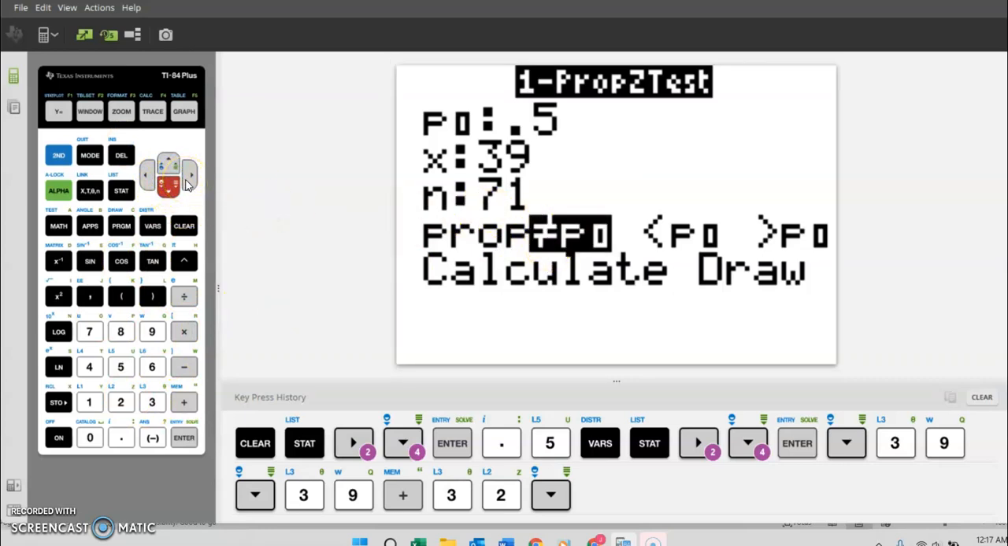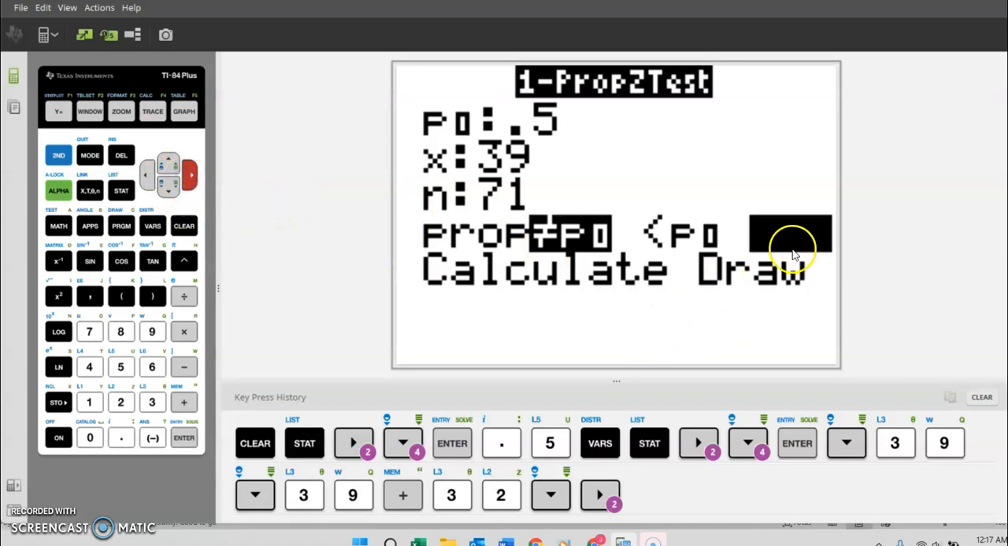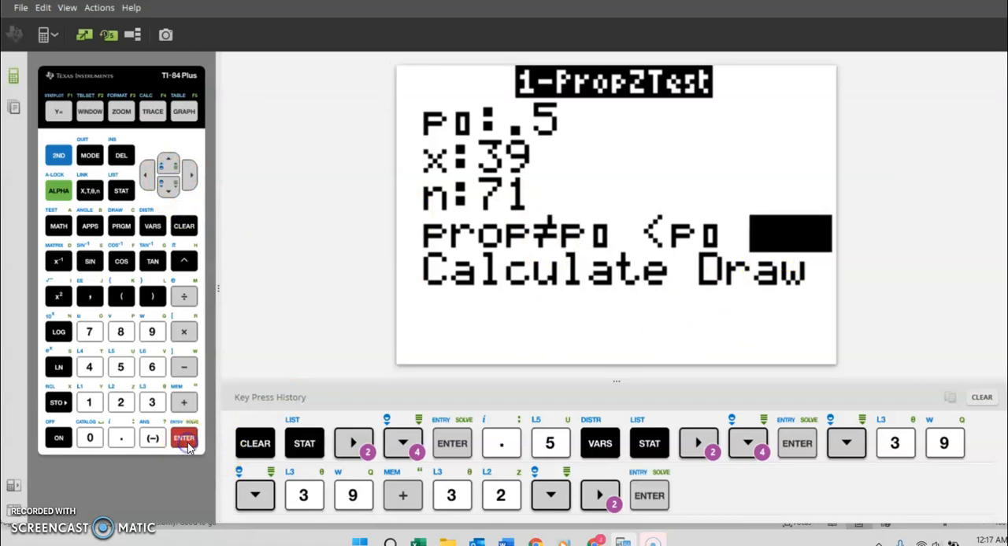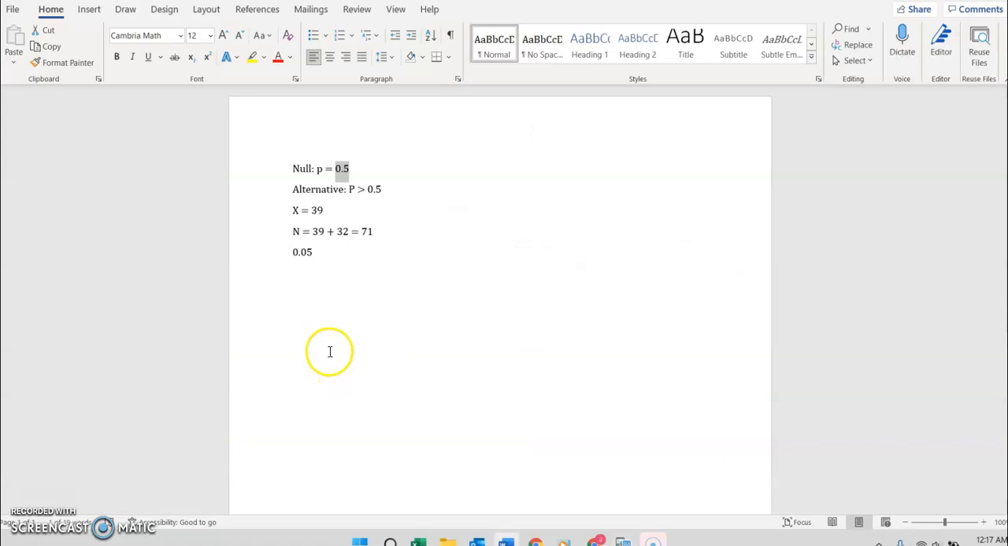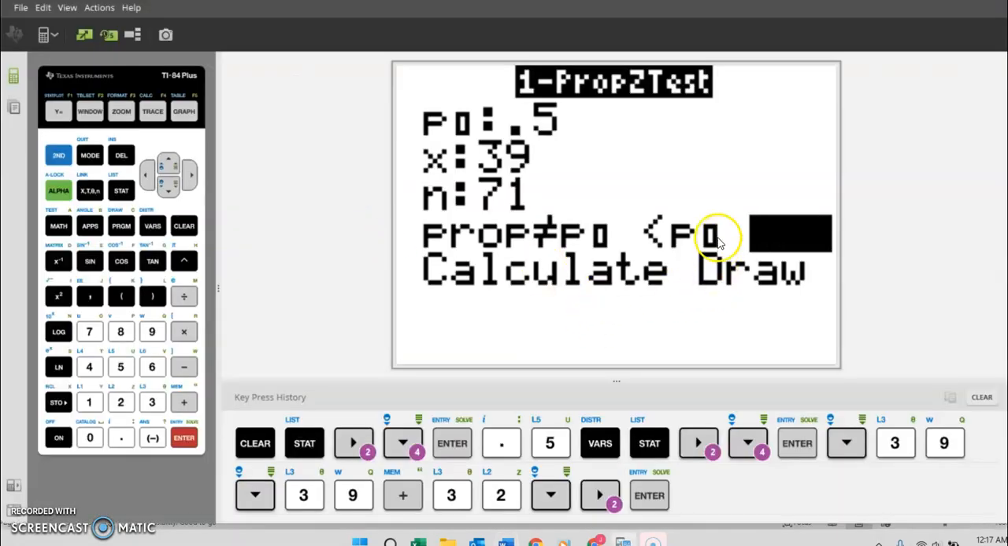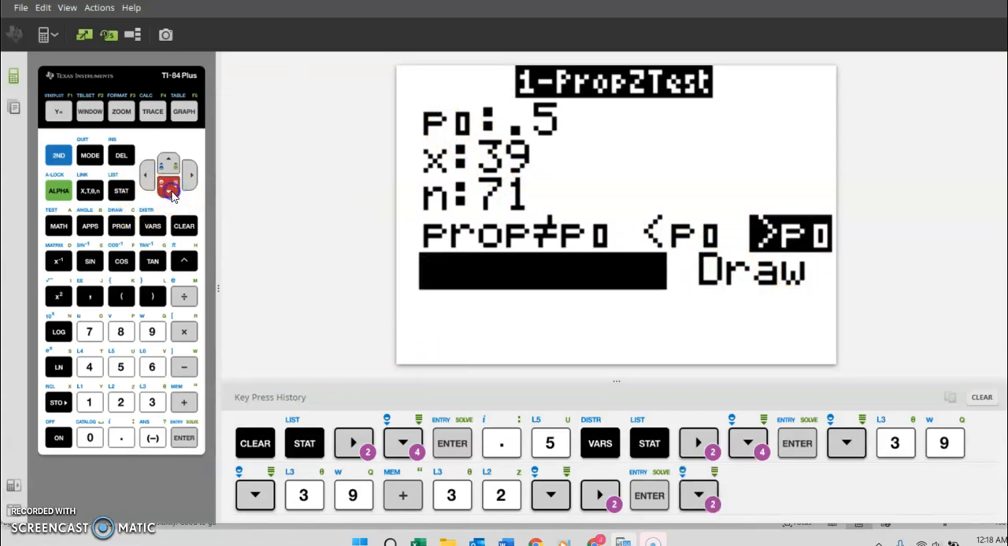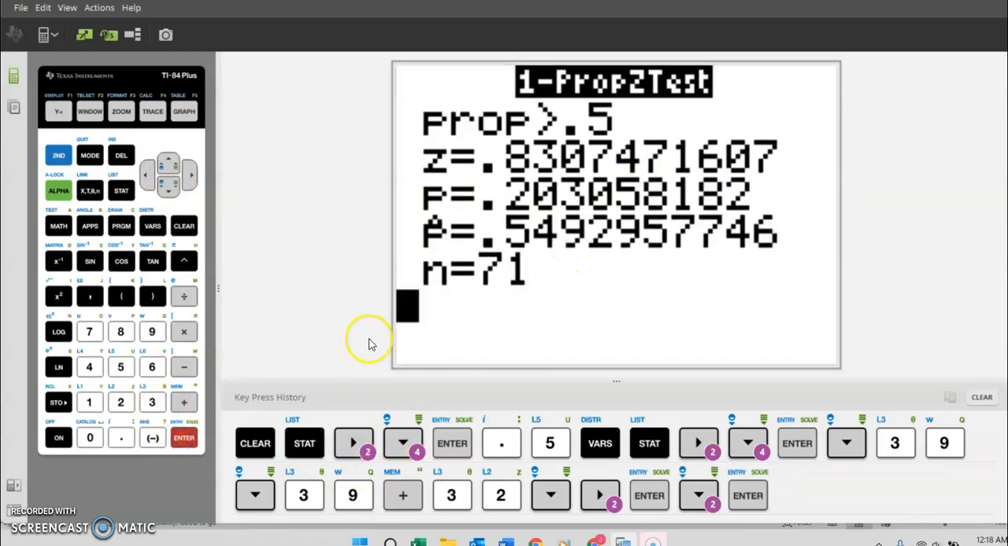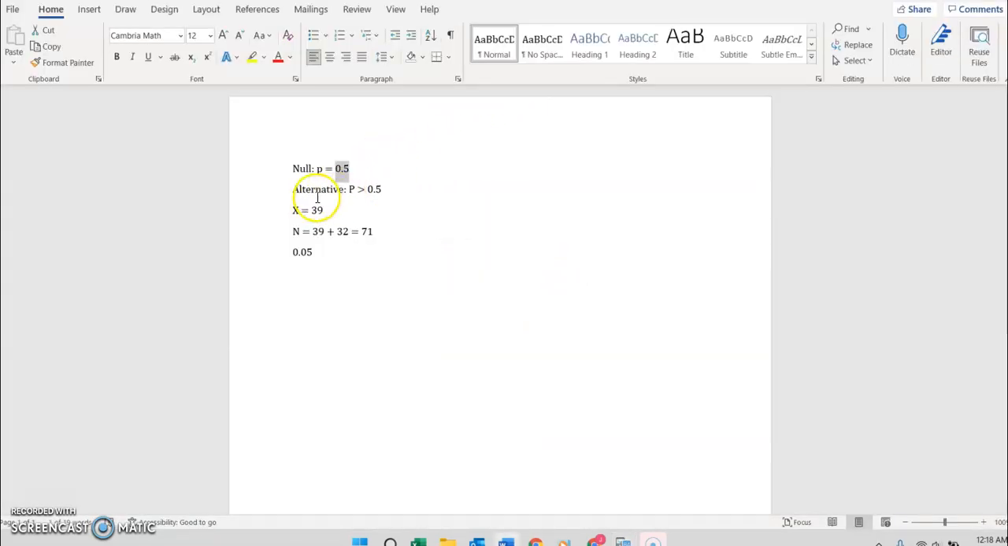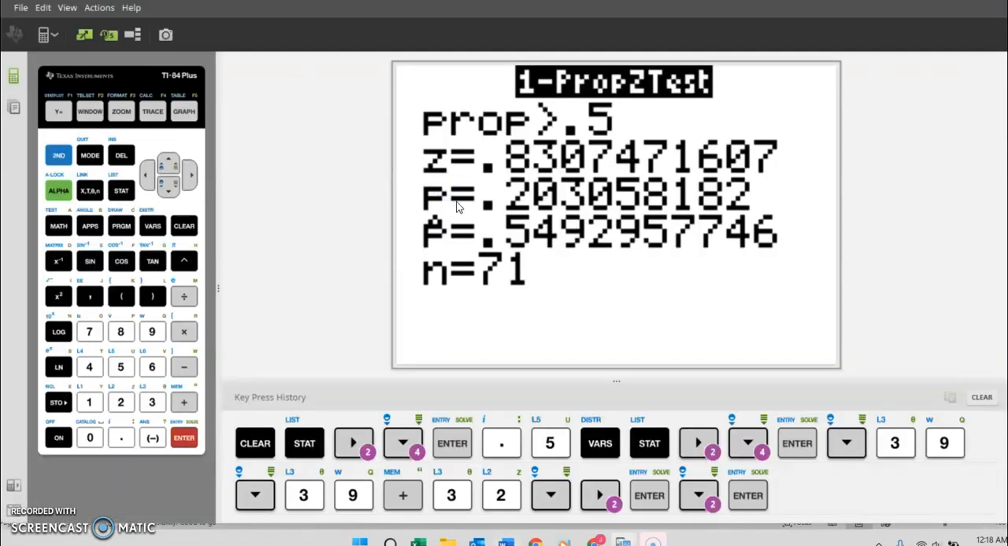Now we want that our value is larger. We want this one, okay? Because we're trying to go away from our p sub 0. So you can see here p sub 0, which is 0.5, is on this side. So that's just kind of the way you read it. And then I'm going to come down here to calculate. Don't double press enter because it will disappear. So there's our null, and you can see right there that matches our alternative.